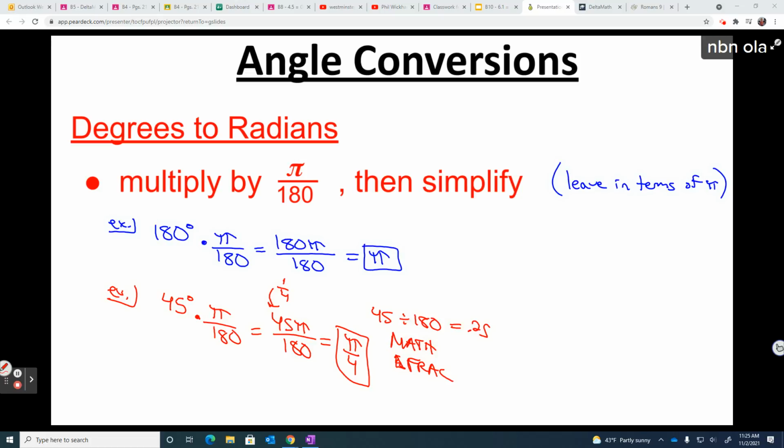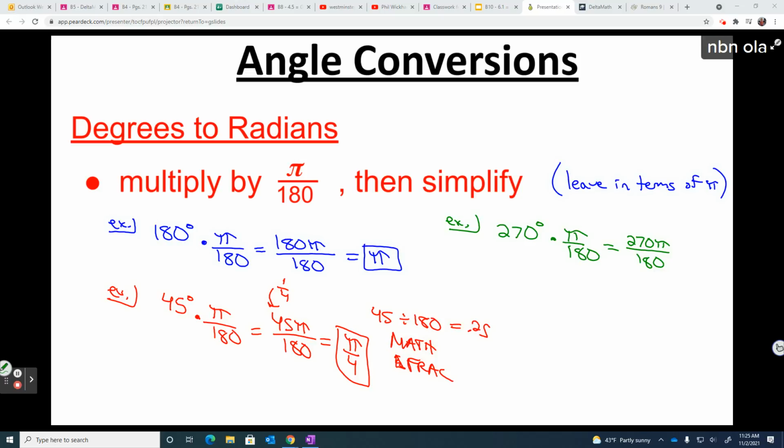Practice a few more of these. Let's do one more here. Let's say 270 degrees. So we're going to convert that to radians. So same formula. Times pi over 180. So just think of this as one big fraction. 270 pi over 180. And then if you have a calculator, go ahead and try it. If you don't, it's fine.